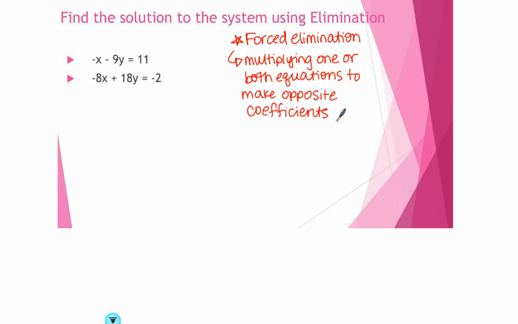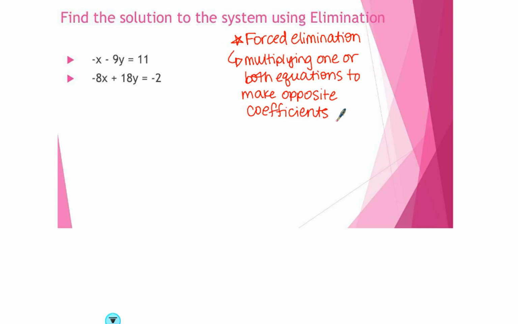So there's a couple different ways to approach this. As you can see, they're both in standard form, so that's great. But if I look at my x's and I look at my y's, none of them are actually going to cancel out. So this is where we have to force one to cancel, or force one to eliminate.